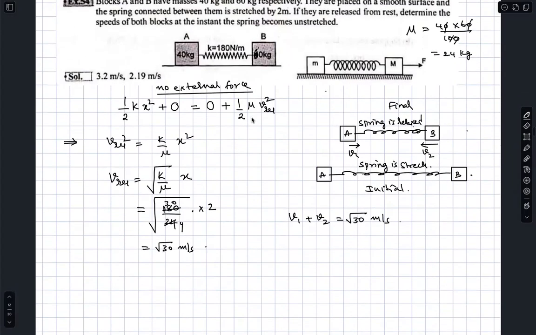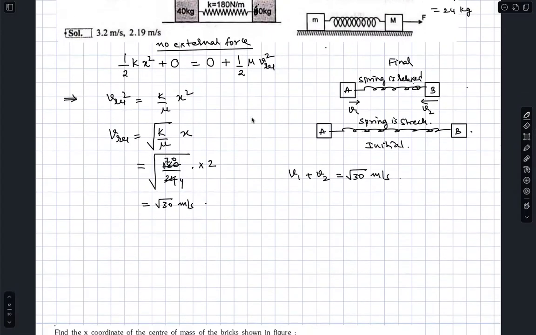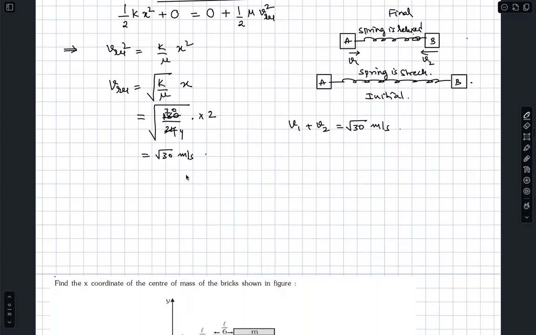There is no external force. Initially, the center of mass is at rest, because there is no velocity term at all. Finally, VCM must be 0.